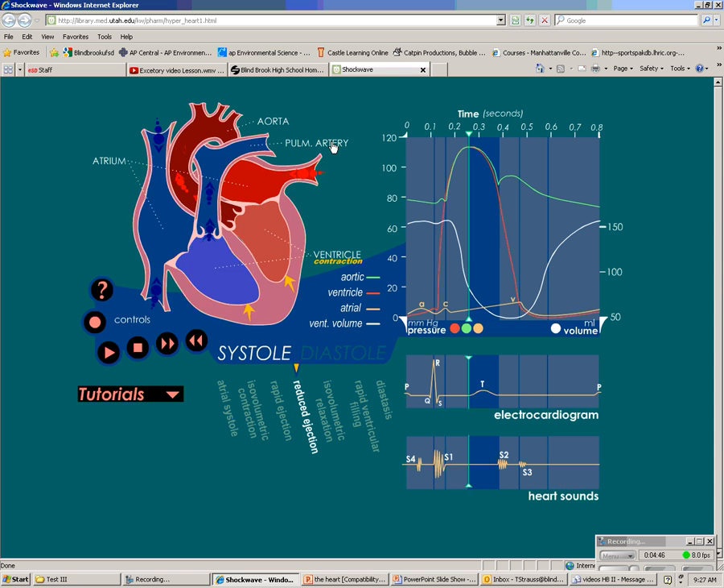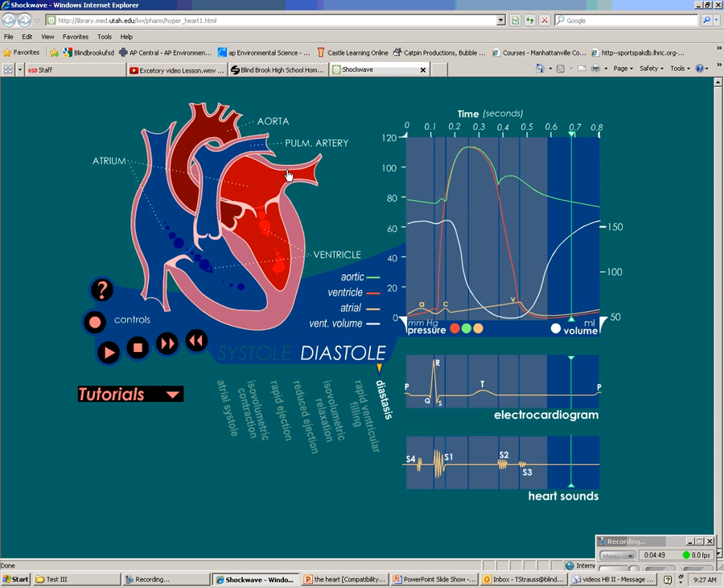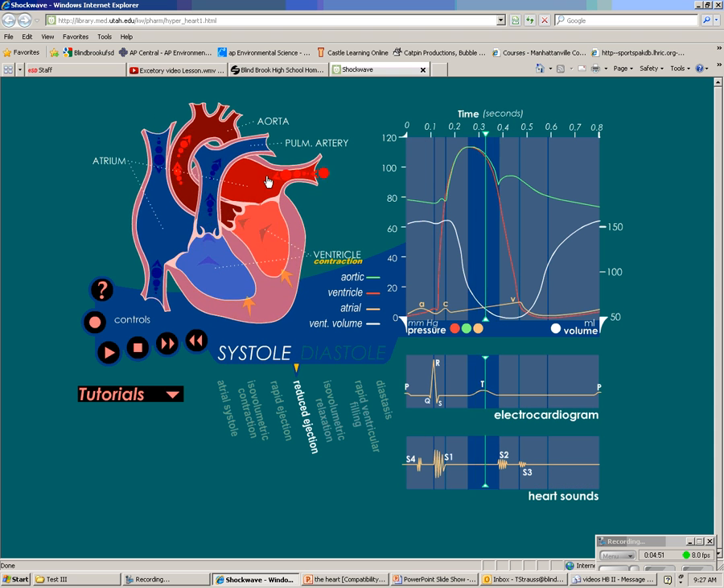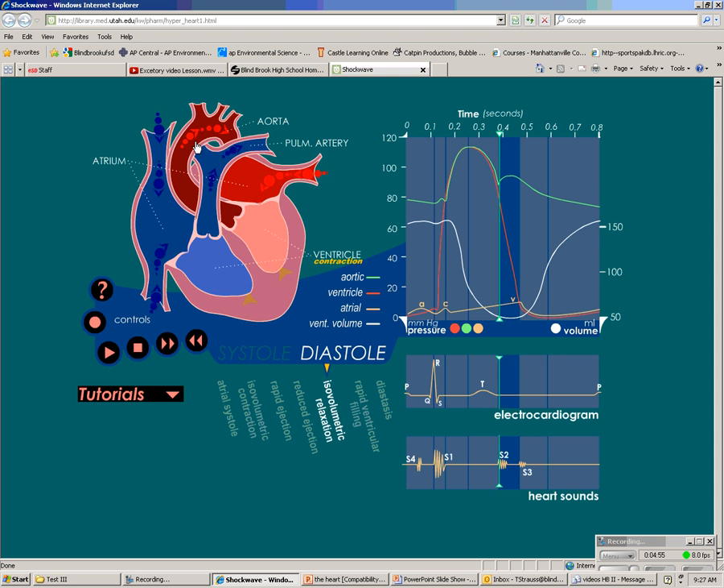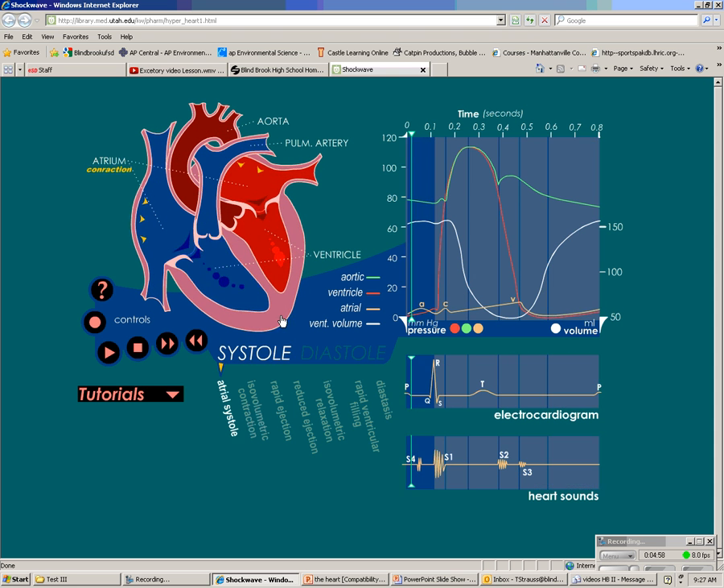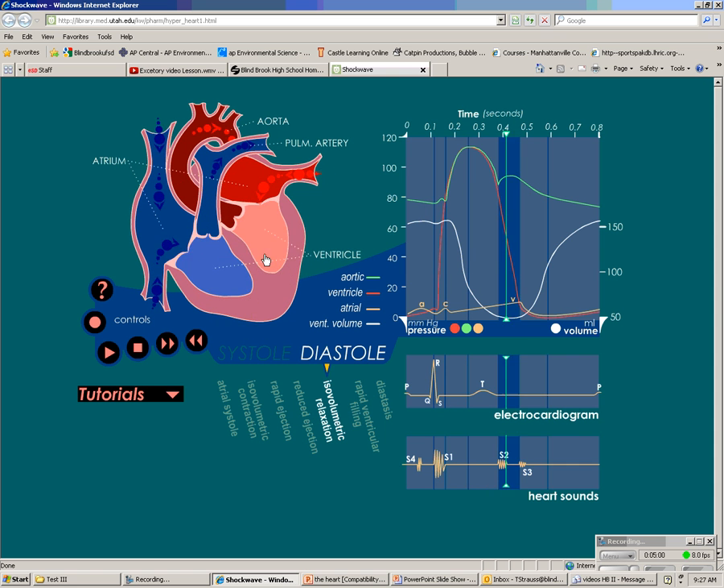It's going to go to the lungs, and then it's going to return from the lungs through the pulmonary vein, enter the left atria through a valve to the left ventricle, and through the aorta to the rest of the body. You can see that these muscles are really pumping.